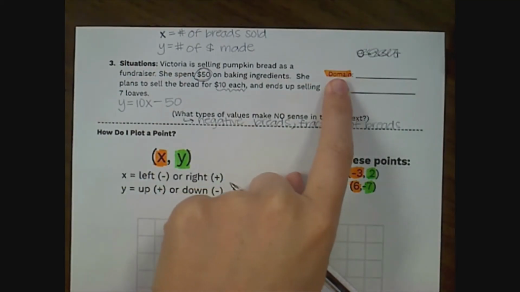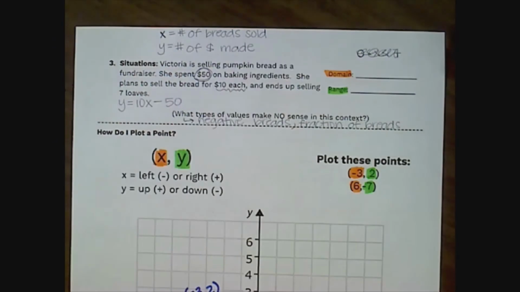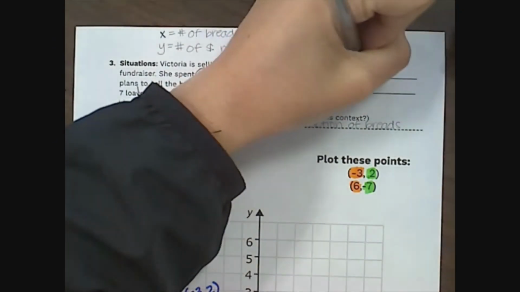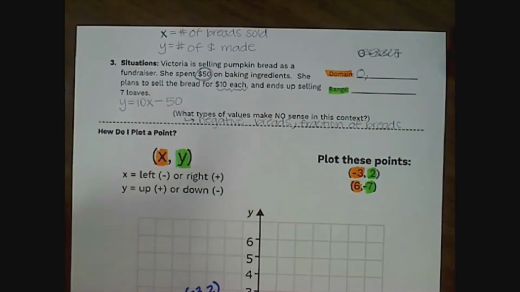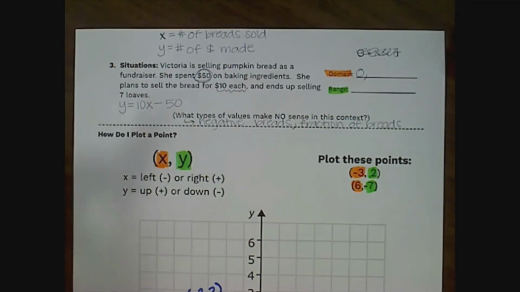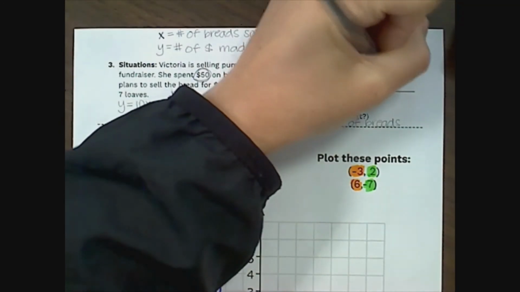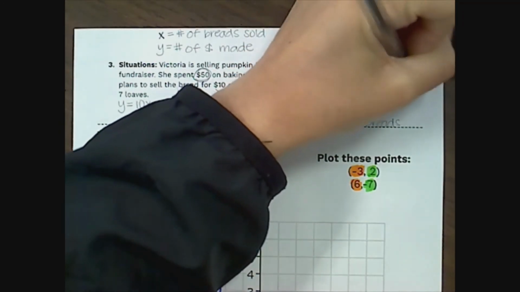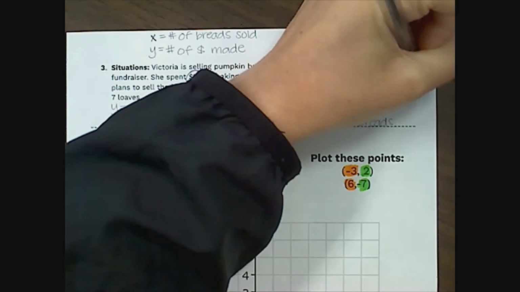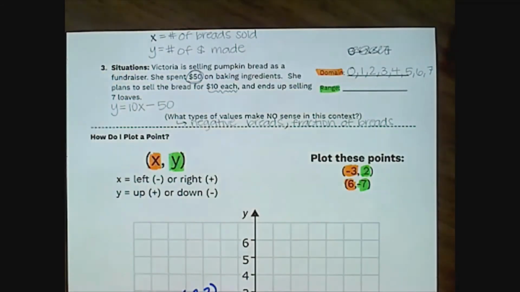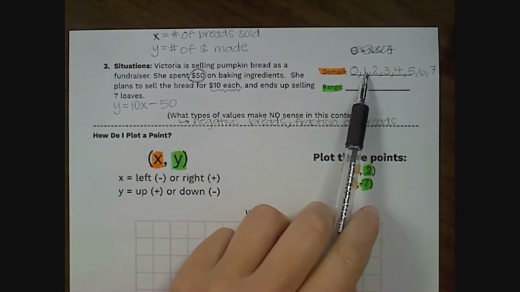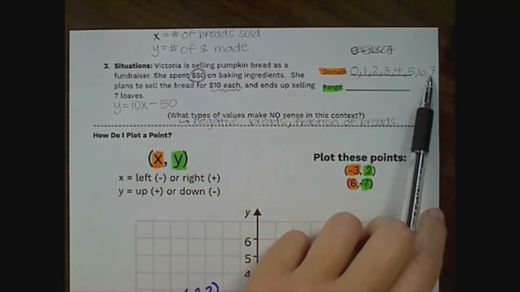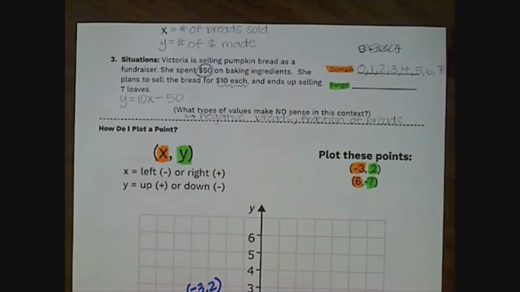So for our domain, the least amount of bread she can sell is no bread, and the most amount of bread that she does sell is 7 loaves. And we can't really use fractions in between, so we're just going to list out all the numbers between 0 and 7. Because after one sale, she'll have sold 1 loaf of bread, and at the very end, her max sale was 7 loaves of bread.